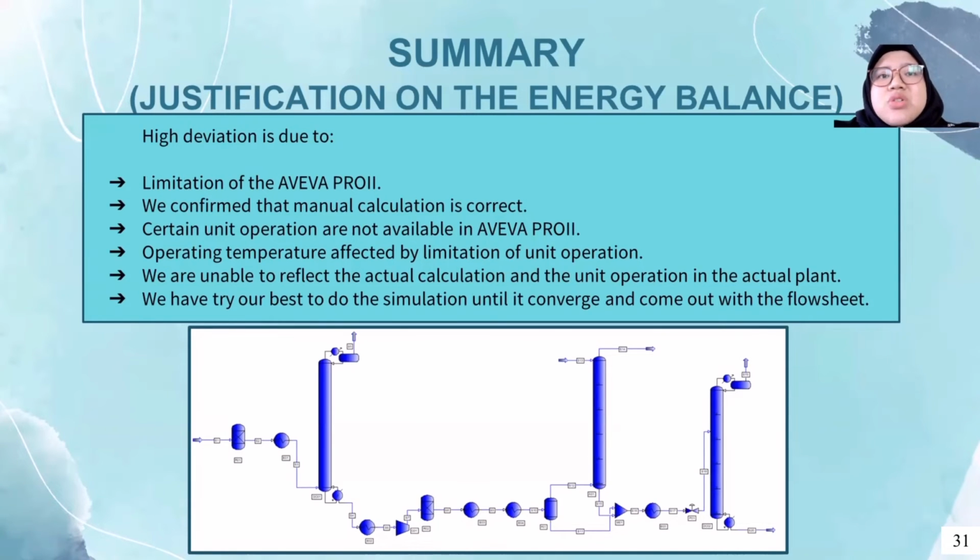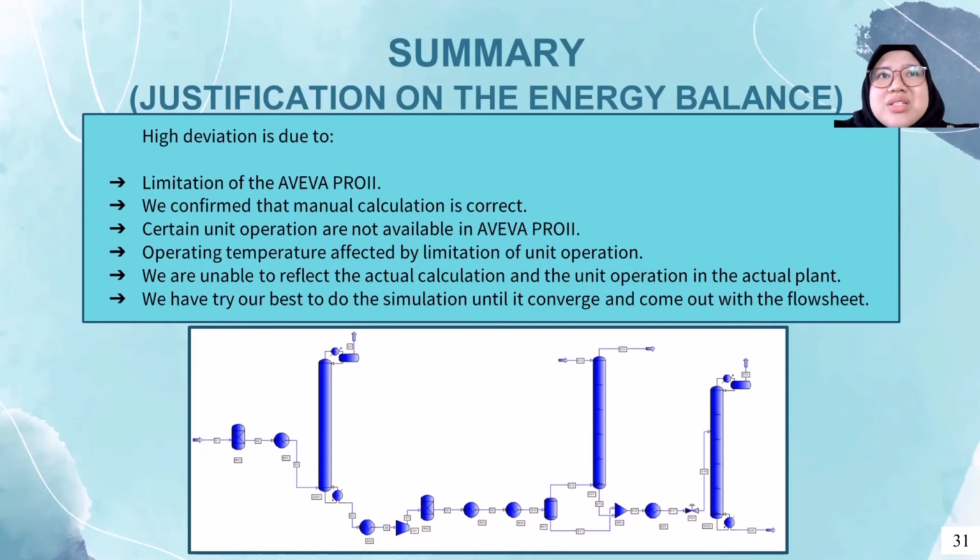But for the software, the limitation itself is that certain unit operations are not available in AVEVA Pro 2. So we are unable to reflect the actual unit operations in the calculation and the unit operations in the actual plant. Because of that, it will affect the operating temperature used in the manual calculation and in AVEVA Pro 2. So if we use the actual temperature, the simulation cannot be executed.